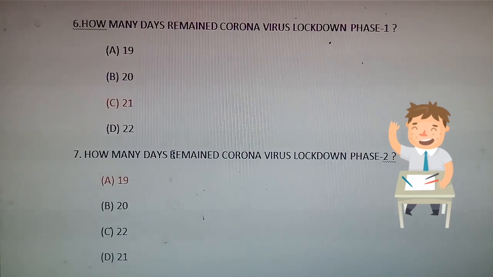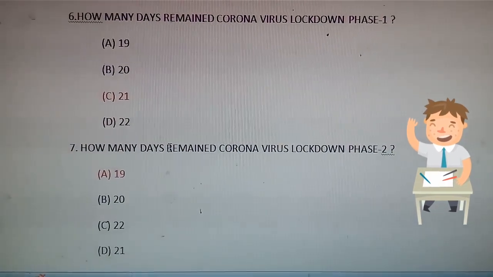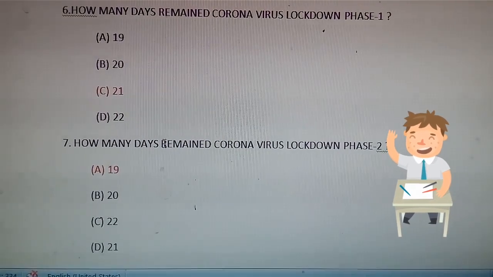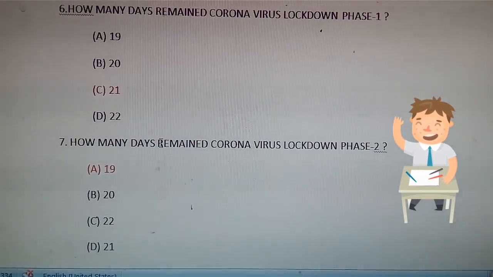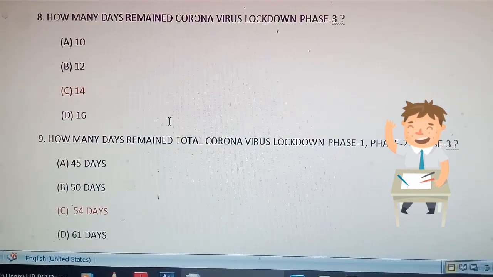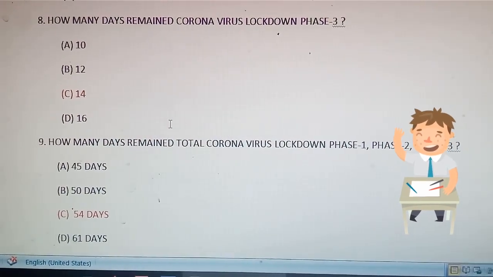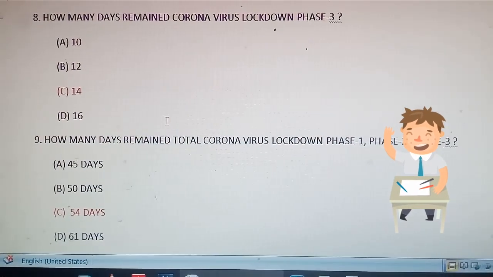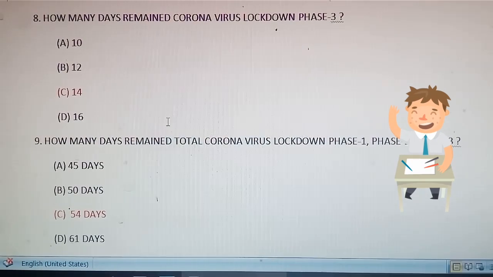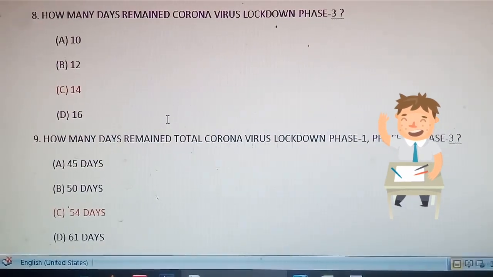Number 7. How many days did coronavirus lockdown phase 2 last? Answer: A. 19. Number 8. How many days did coronavirus lockdown phase 3 last? Answer: C. 14.